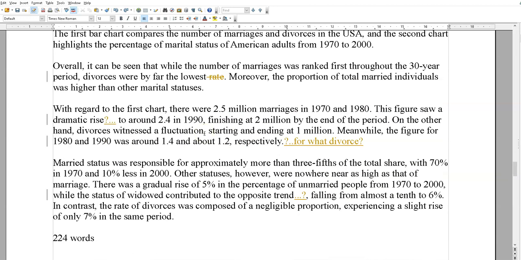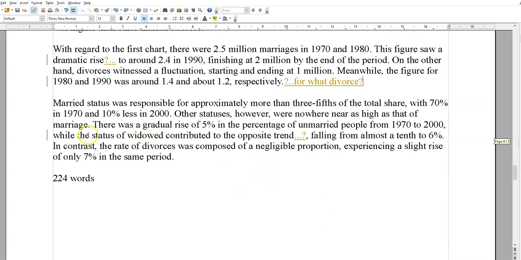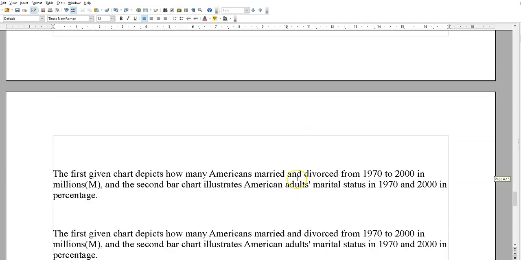By far the lowest. Okay. Now, I wasn't quite clear what that referred to. So did that refer to a divorce and dramatic rise? So you've got 2.5 million and a rise to 2.4, finishing it. So that wasn't very clear. And this phrase, the status of widowed contributed to the opposite trend. Okay. You need to be clear.